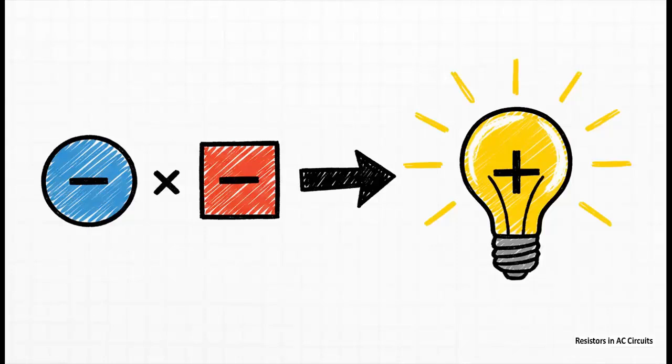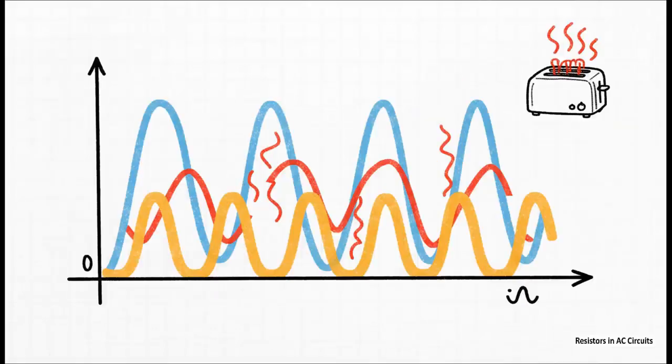But what happens when you multiply a negative number by another negative number? Well, just like in basic math class, you always get a positive. And what that means is the resistor is always using power. It never gives it back. It's constantly taking that electrical energy and turning it into heat, which is exactly why your toaster gets hot. The power waveform isn't a sine wave at all. It's just this series of positive pulses showing that power is always being delivered.